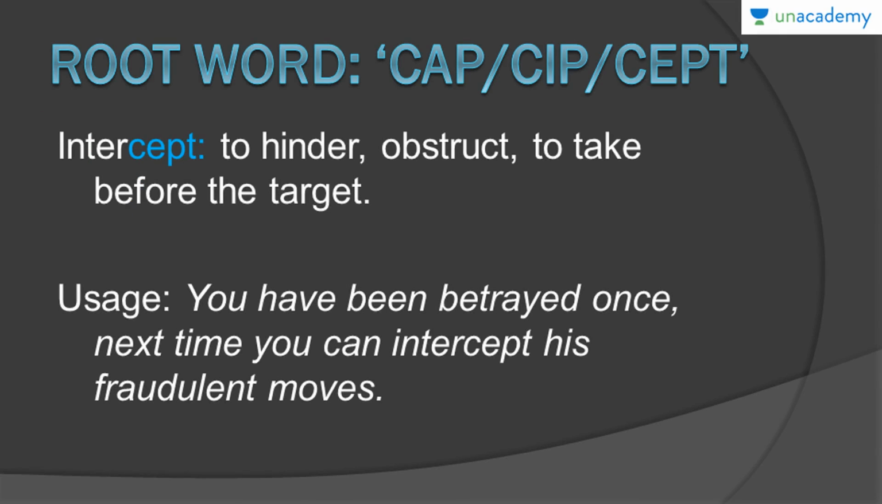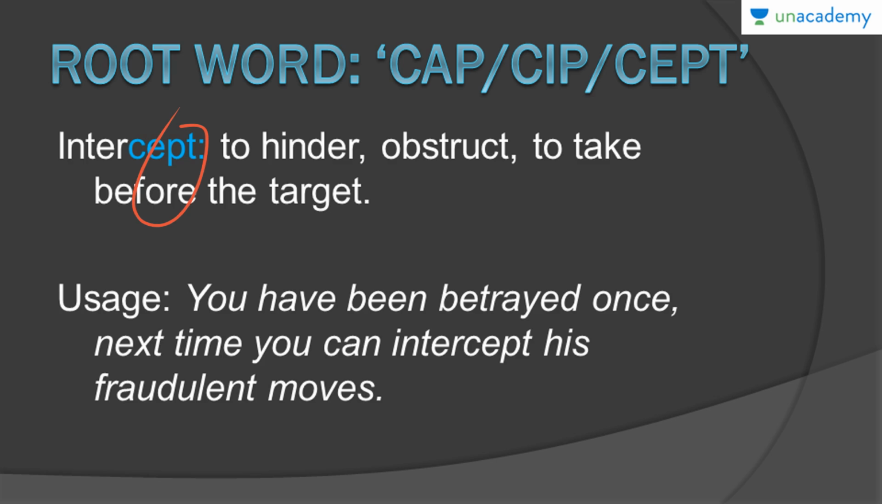Our next word is intercept. Now sept is the root word over here. So intercept actually means to hinder, to obstruct or to take before the target. So that means to hinder something, to obstruct something and to not let it reach the target is the meaning of intercept. So how can we relate it to the root word?